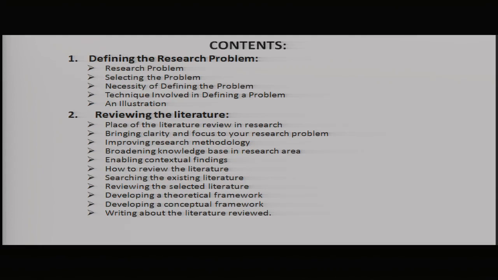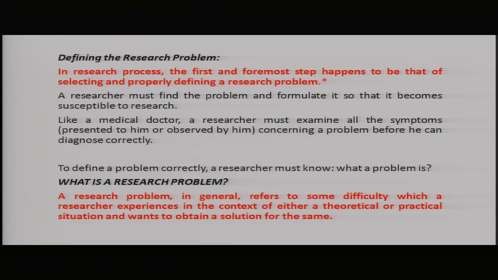After this we'll discuss the literature part, that is, reviewing the literature and how it plays an important role in carrying out the research task. In reviewing the literature, we have the place of literature review in research: bringing clarity and focus to your research problem, improving research methodology, broadening the knowledge base in the research area, enabling contextual findings. Then how to review the literature: searching the existing literature, reviewing the selected literature, developing a theoretical framework, developing a conceptual framework, and writing about literature. So these are the steps you need to carry out in the literature part.